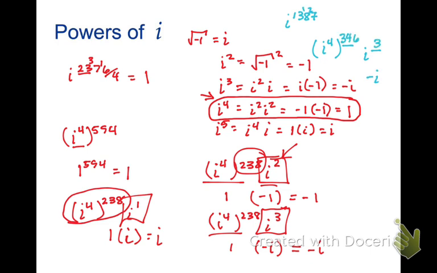Yeah, because i cubed. Okay, so these are the ones you need to know, because everything else falls into it. Did everyone get negative i? Olive? Okay.